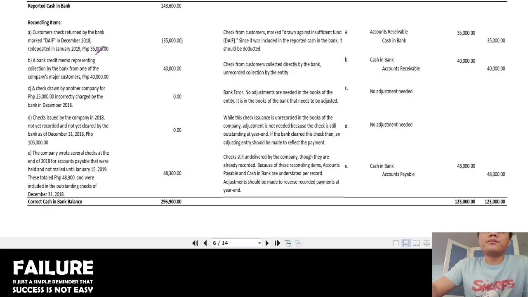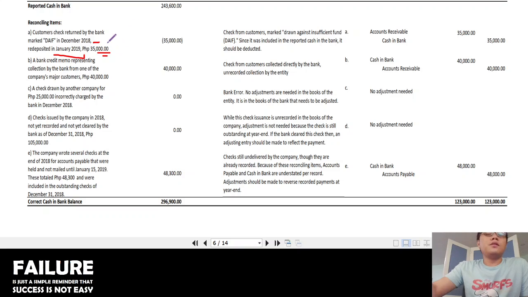Di ba? Number 1, customer's check returned by the bank marked DAIF in December 2018, pero na-redeposit siya in January 2019, 35,000 daw. So meaning, mayroong check ng customer, nakuha natin, dineposit natin sa bangko in December 2018, pero binalik ng bangko. Kasi yun nga, DAIF siya or drawn against insufficient funds. Okay? Pero na-redeposit siya in January 2019.